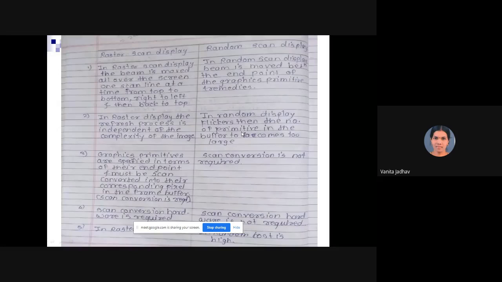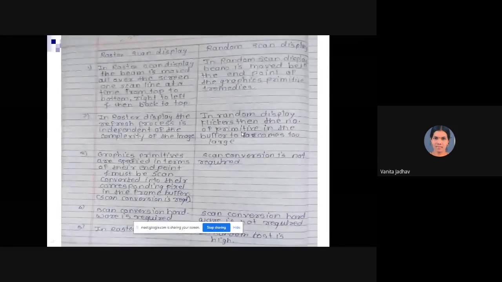But in random, how does it work? In random display, the beam is moved between the end points of the graphics primitives. Instead of calling them graphics primitives, you can call them graphics or pictures, or whatever pictures we are drawing. In short, you can call it graphics primitives. So in case of random, it moves in between the end points of the graphics primitives. Is it right? What is the clear difference?